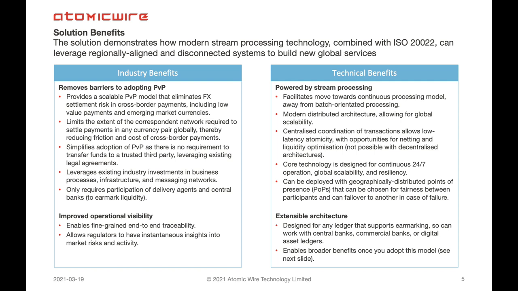It would remove barriers to adopting PPP, eliminate FX settlement risk, and improve operational visibility for regulators. Our solution demonstrates how stream processing technology combined with ISO 20022 can work with existing systems and messaging networks to build global services with new semantics.